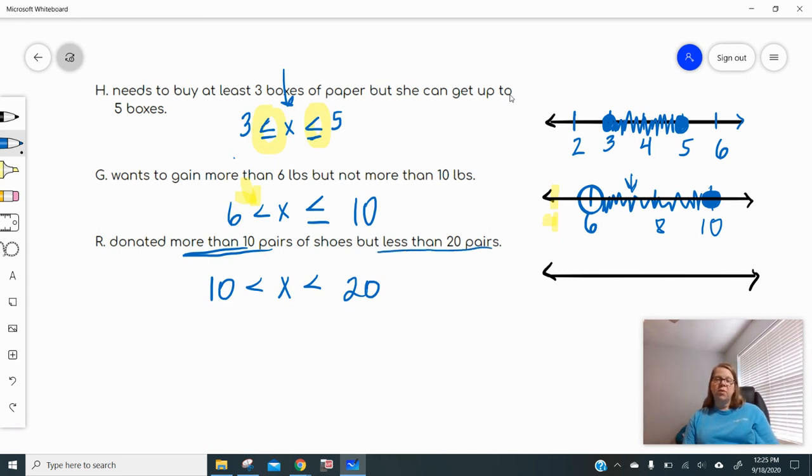But less than 20 pairs. Okay. So is 20 included in that? If this person donated 20 pairs of shoes, did they donate less than 20 pairs? No, they didn't. So it's not going to be equal to. So we've got our 10 and our 20. I guess that puts about 15 in the middle. And it's just less thans, and so those are open circles. And X is somewhere more than 10 and less than 20. So it could have been 11 pairs all the way up to 19 pairs, but not 10 or 20 and nothing outside of that.